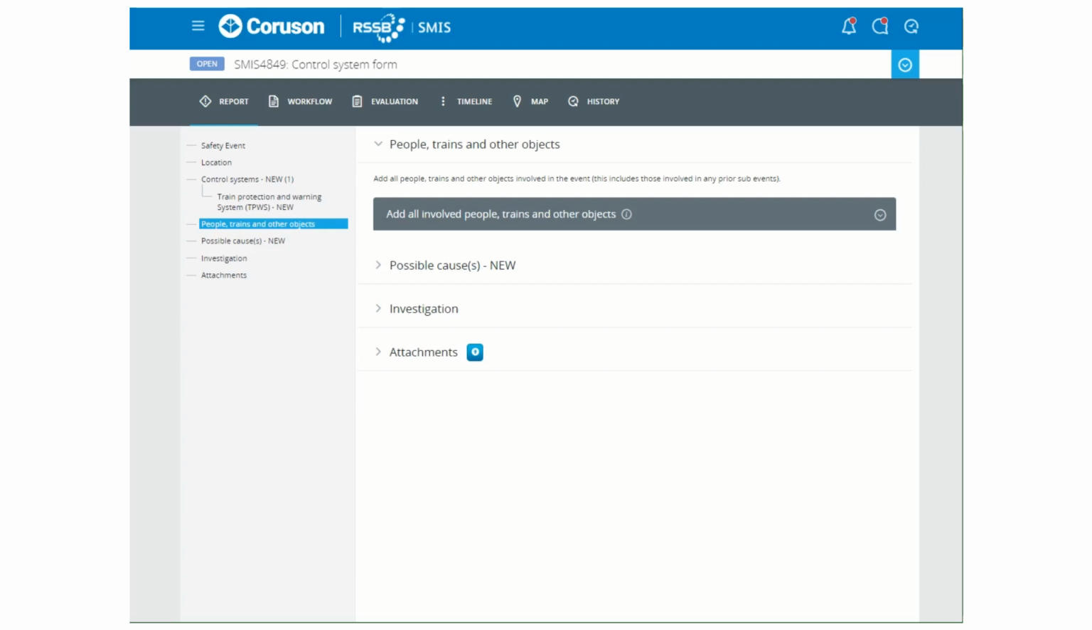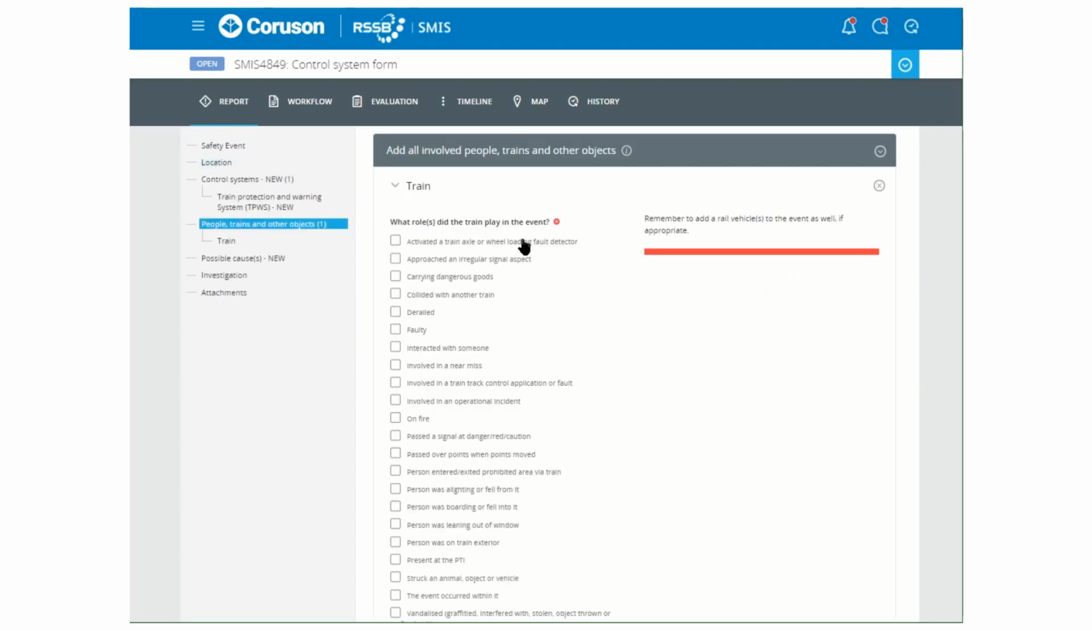So for control systems, you would always add the train object. So I will go to add all involved people, trains and other objects, go to the right hand side and select a train. In terms of what role the train plays in these types of events, there is a role called involved in a train track control application or fault, so you can select that.